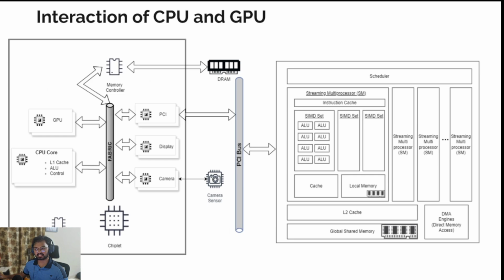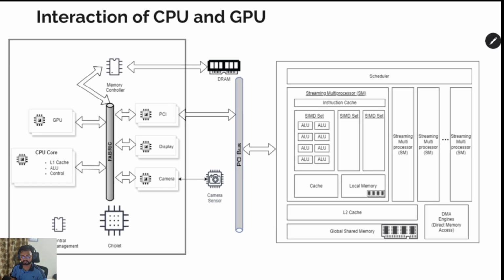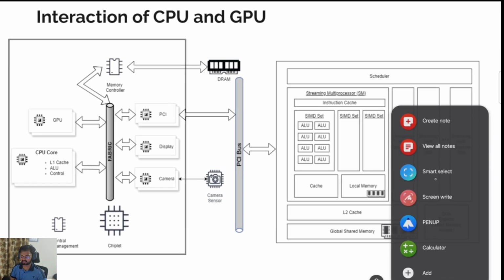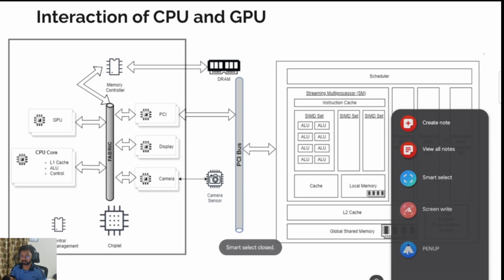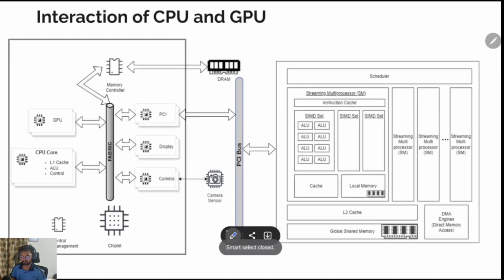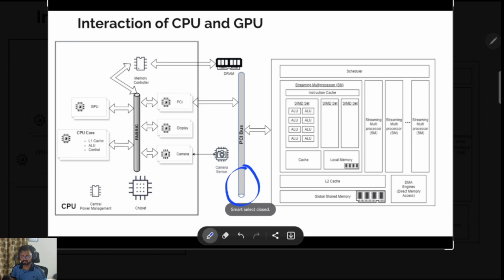In this session we are going to deep dive into the interaction between the CPU and GPU. We have covered the CPU architecture and the GPU architecture separately, but now we see that both of these architectures are connected over the PCI bus, as you can see in the center. That is the PCI bus, which connects the CPU and the GPU.